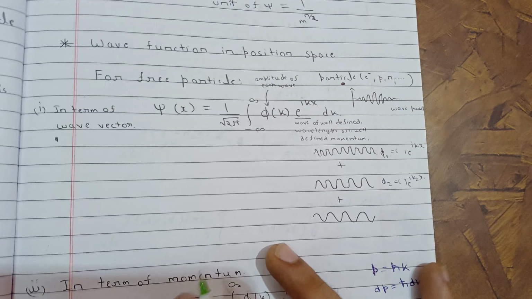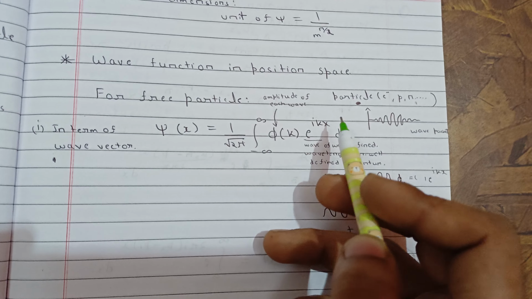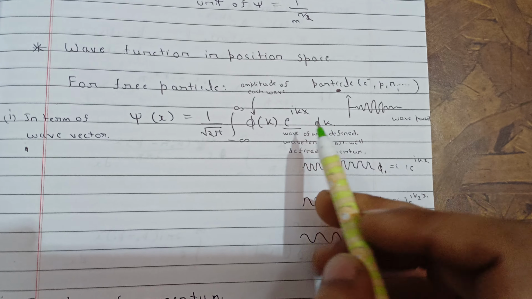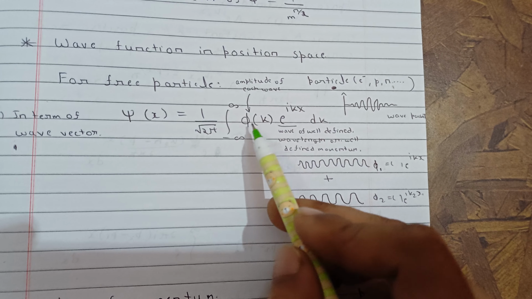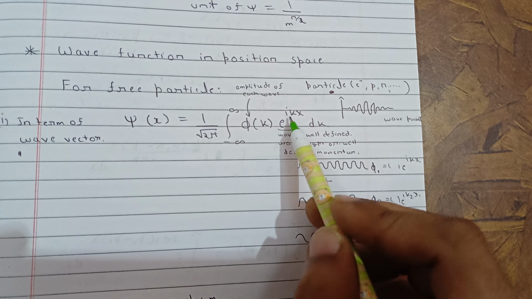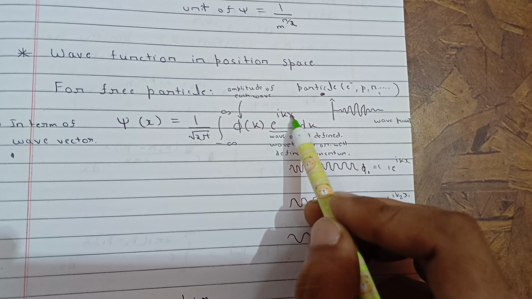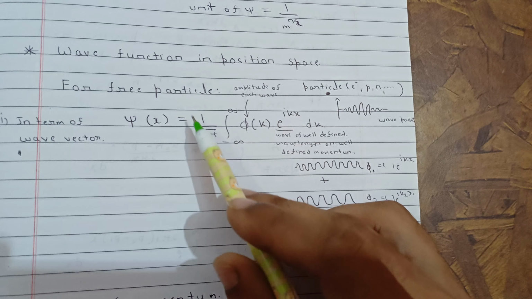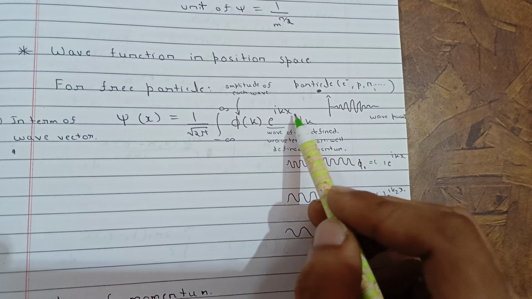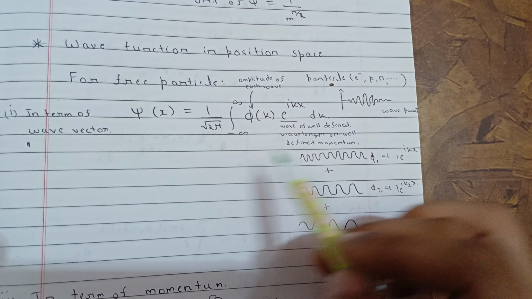So let's see. In position space you can define your wave function in this form, because when you integrate this phi k, in the end you put in the limits in terms of k, and that gives you the whole value in terms of x. Means k will be eliminated because you put in the limits. So the whole function comes out in the form of x. That's how you can say that psi x is a function of x. So this is in position space.